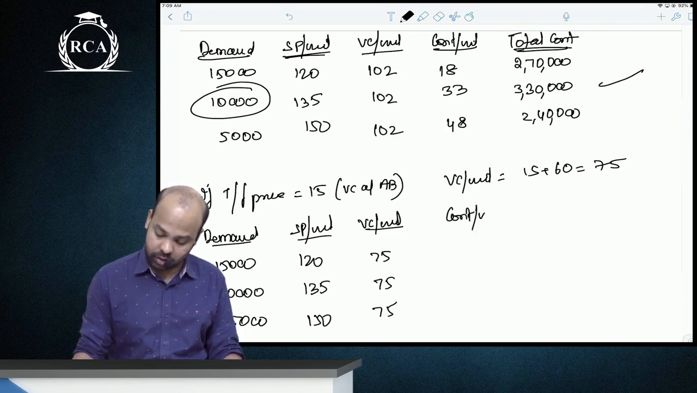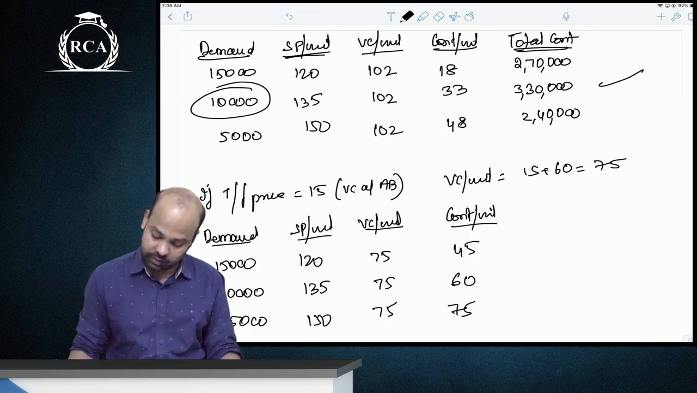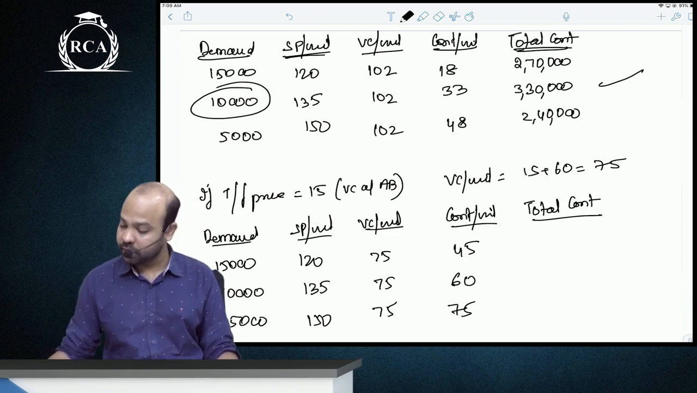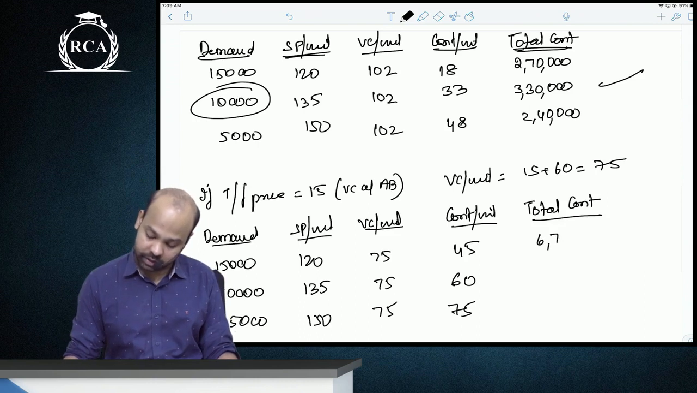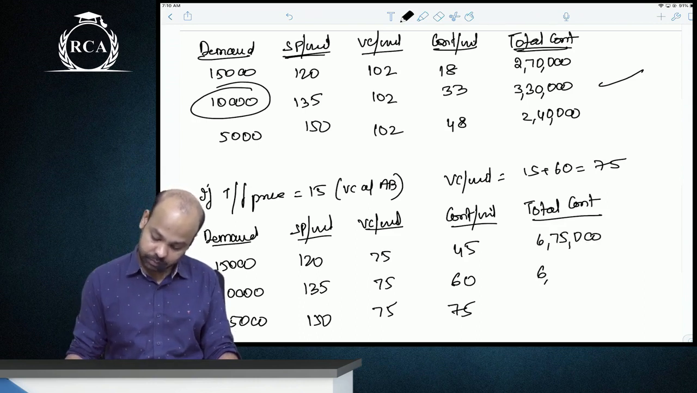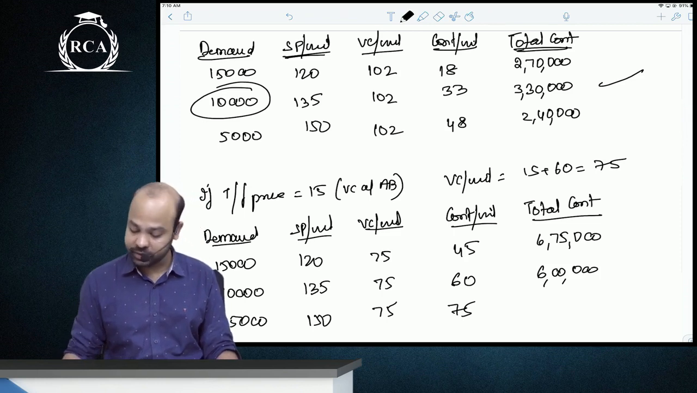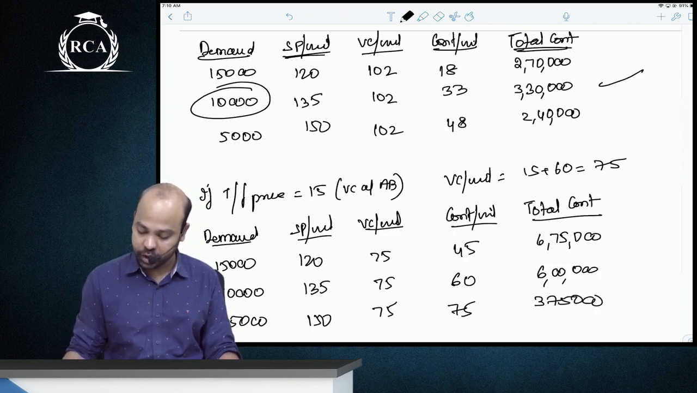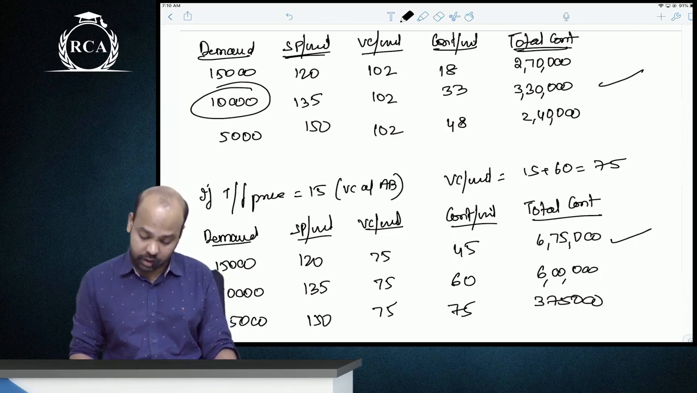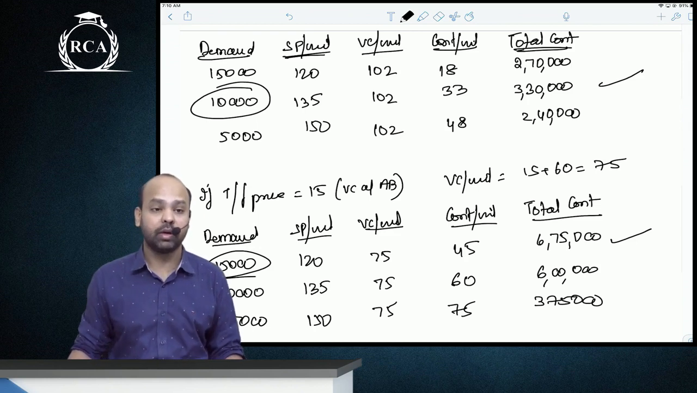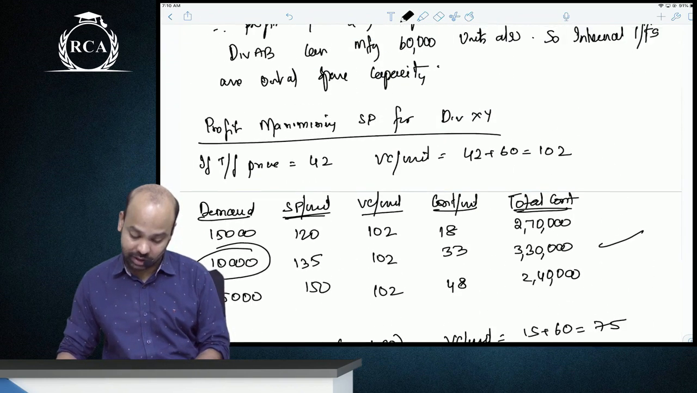The amount of contribution per unit that we're making is 45. This is 60 and this is 75. Total contribution that we are going to make out of this beta is 15,000 units into 45, 6,75,000. 6 lakhs. 5,000 into 75 is 3,75,000. It is very clear beta that if you reduce the transfer price to 15 rupees, division AB would want to sell 15,000 units. Division AB would want to sell 15,000 units and not 10,000 units.